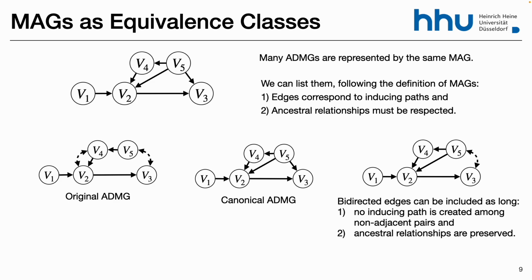I put some notes here. It's exactly what I said. So no inducing path has been created here. I'm just connecting variables with edges and replacing this. So it's kind of easy. But what would happen if I do it like this?